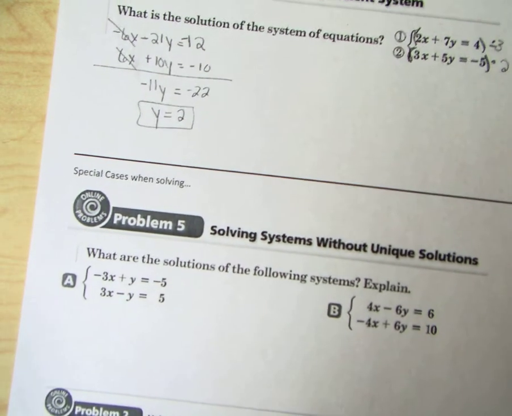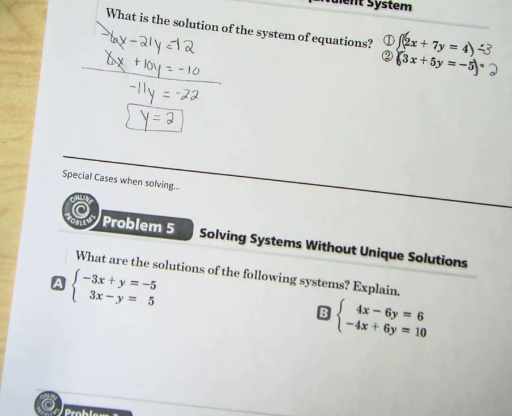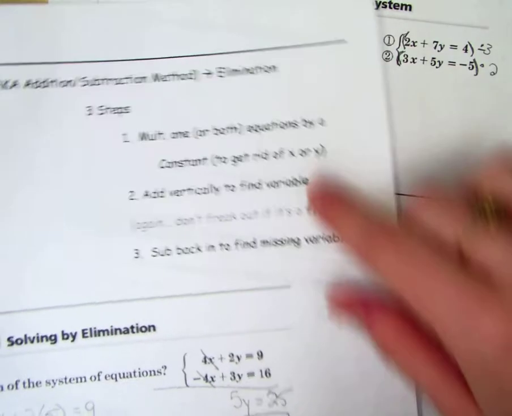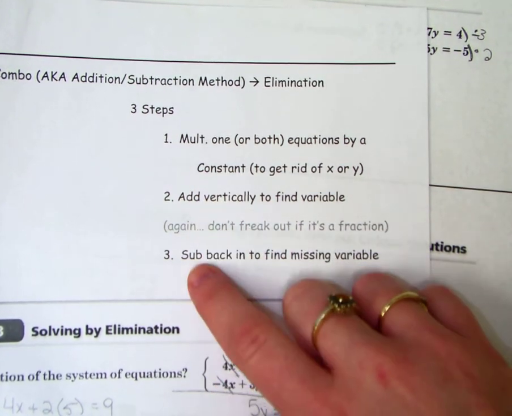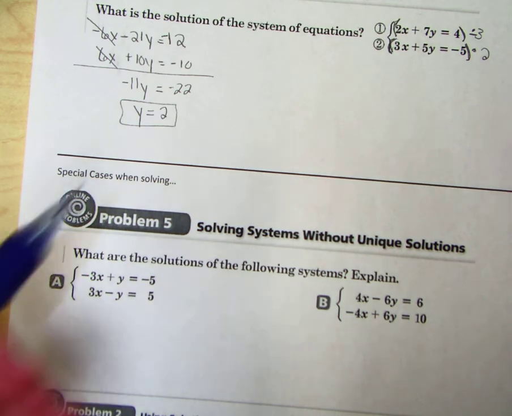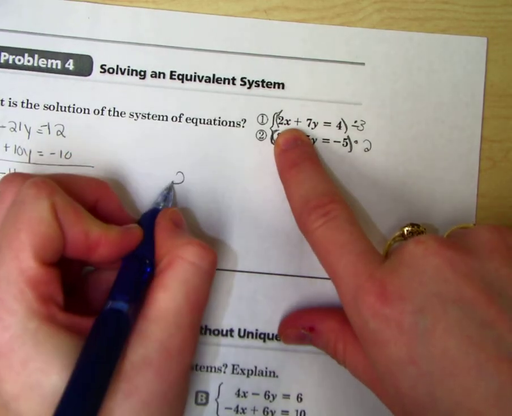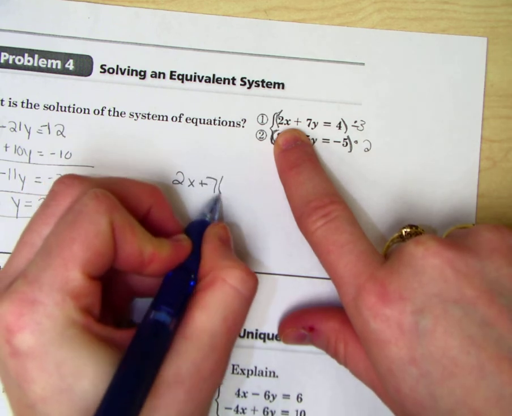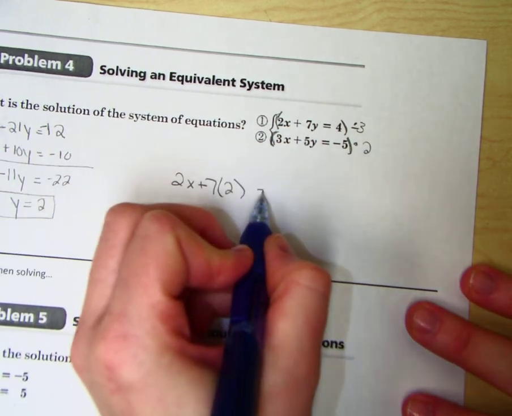Take this and plug it back into either of the equations. If you were back on your steps from the previous page, we've already done step 1, we've already done step 2, now we're subbing it back in to find the other missing variable. Once you get y equals 2, I'm going to plug it into the top one. You could plug it into the bottom one. So we're going to plug it in for y instead of x because it's a y value.